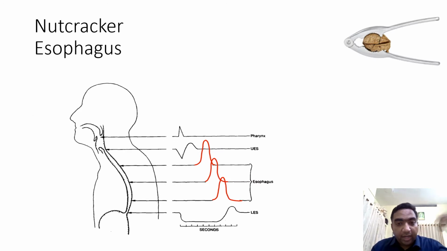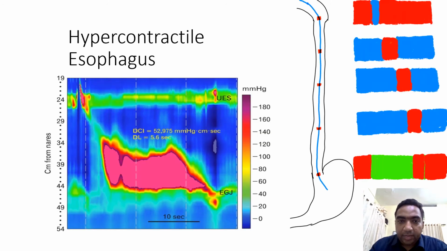Now, coming to the Nutcracker esophagus, a new name is given. It is called the hypercontractile esophagus. Here, the pressure of the wave is very high. So instead of the red, blue, green pressure wave going down, since the amplitude is very high, everything is red. So that is the hypercontractile esophagus or Nutcracker esophagus.